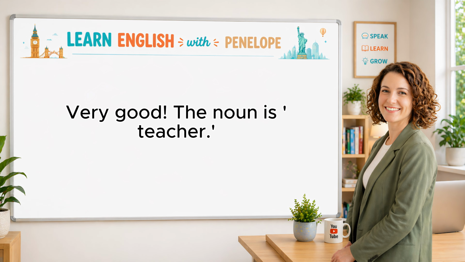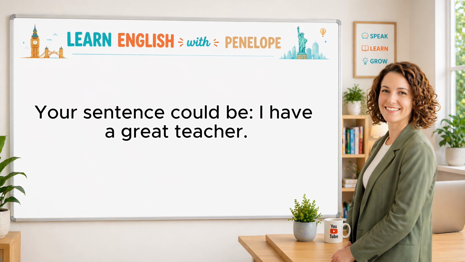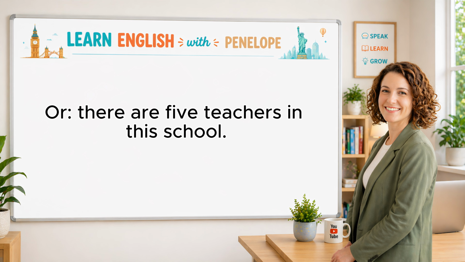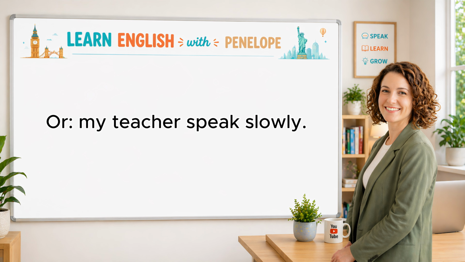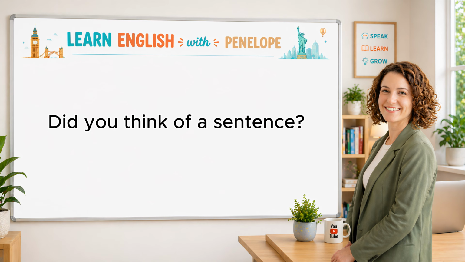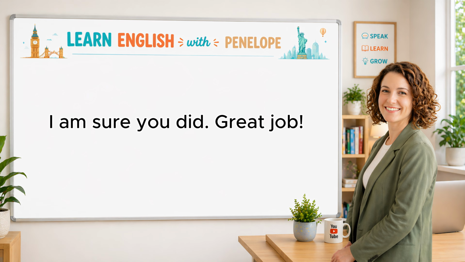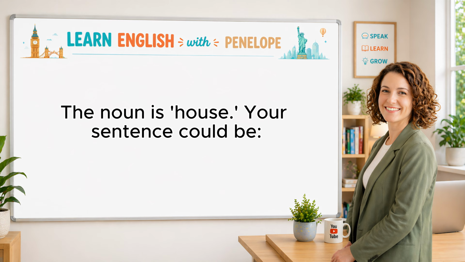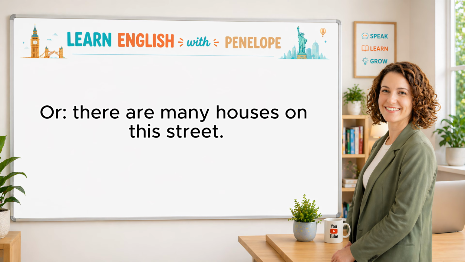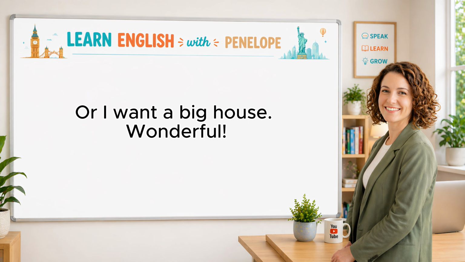The noun is teacher. Your sentence could be, I have a great teacher, or there are 5 teachers in this school, or my teacher speaks slowly. Did you think of a sentence? I am sure you did. Great job. The noun is house. Your sentence could be, we live in a house. Or, there are many houses on this street. Or, I want a big house.